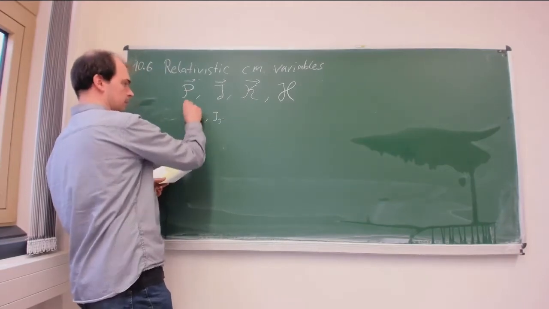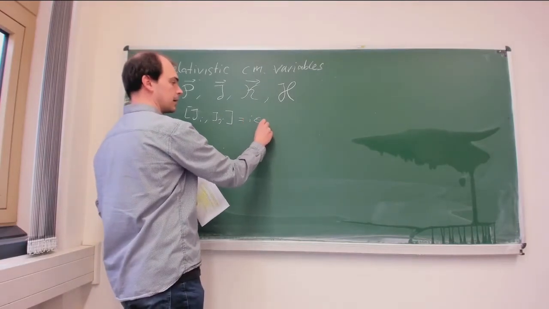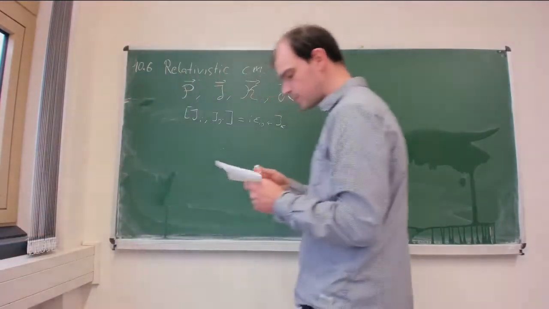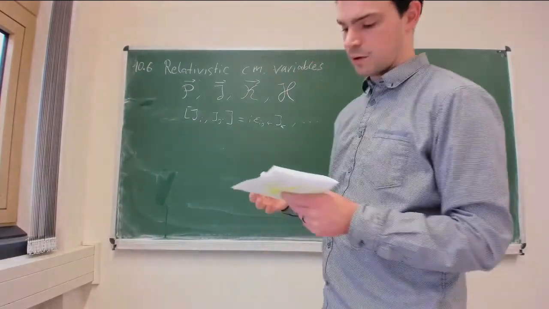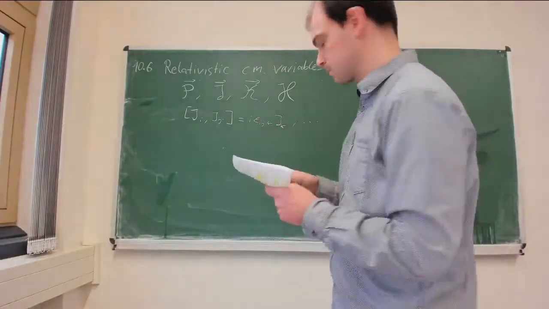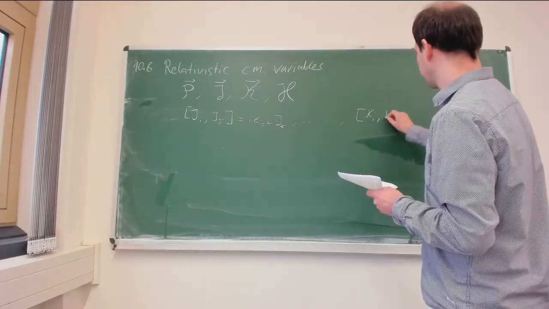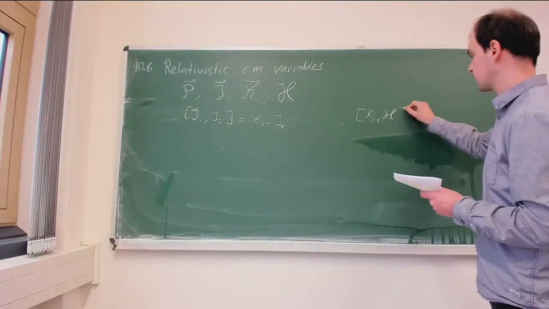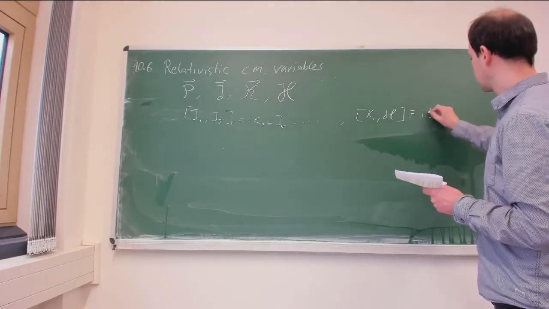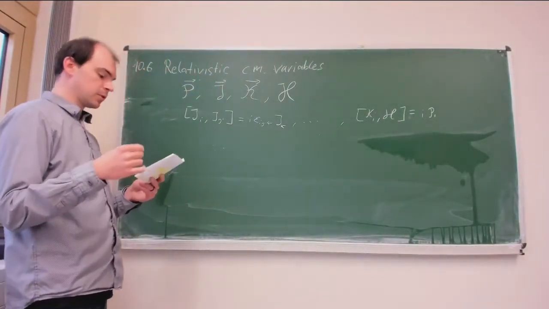The commutator of J_i and J_j equals i epsilon_ijk J_k. And you get similar expressions, which you can find in the lecture notes, for J with P and J with K. Also we have K_i with the time translation generator H is i times P_i.